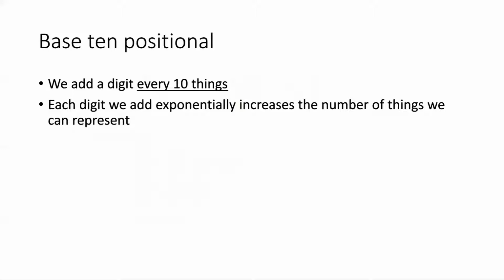In base and positional, we add a new digit every 10 things. So each digit that we have exponentially increases the number of things that we can represent. So with 1 digit, we can just count from 0 to 9, which is 10 numbers. When we add another digit, we can count 100 things, and then we can count 1,000 things. So each time we add a new digit, it is multiplied by 10.